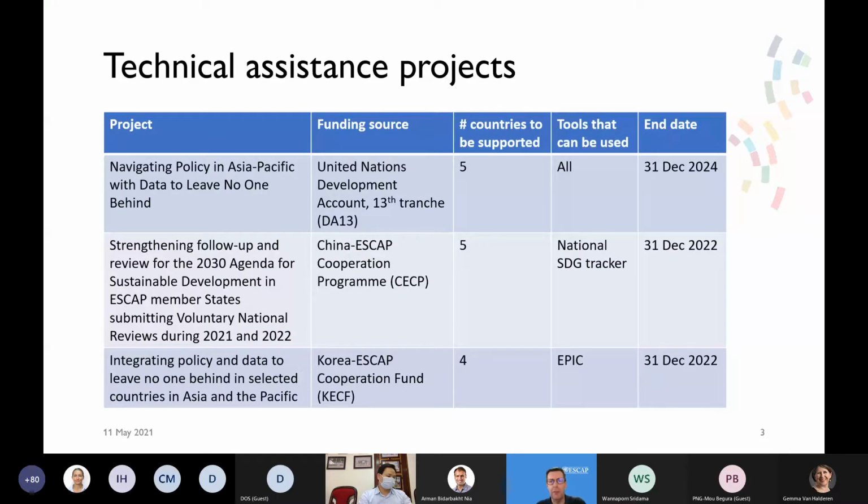Moving to the technical assistance projects now, as said, we are embarking on 3 projects. The first one is called Navigating Policy in Asia and the Pacific with Data to Leave No One Behind. That is funded by the United Nations' own resources, the Development Account, specifically the 13th tranche of that account. I will now refer to that project as DA13. We will be able to support 5 countries under that project. Tools that can be used under that project are all of the 25, in principle, that I discussed yesterday. The end date of the DA13 project is the end of 2024.